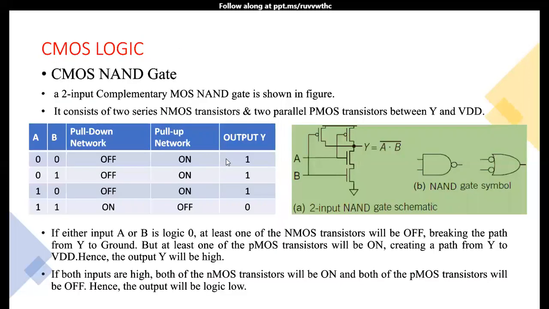So the same thing is mentioned in the truth table. For 0 input, what happened? Pull up network is on and pull down network is off, and the resultant output is high. So that is mentioned as 1.